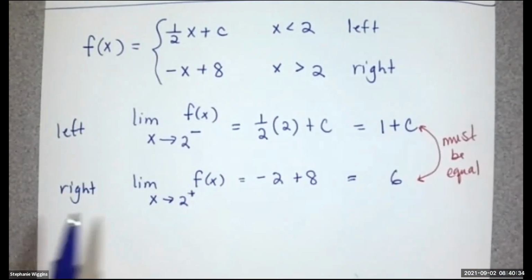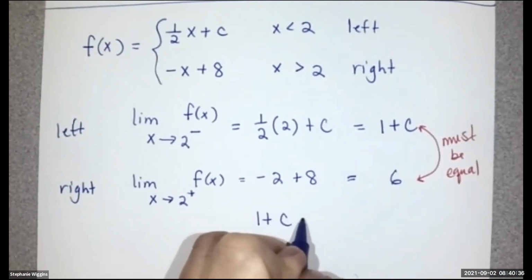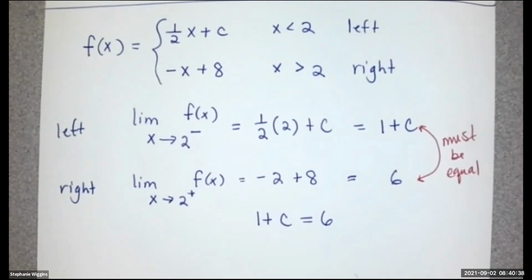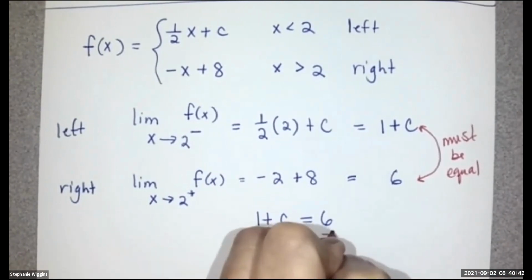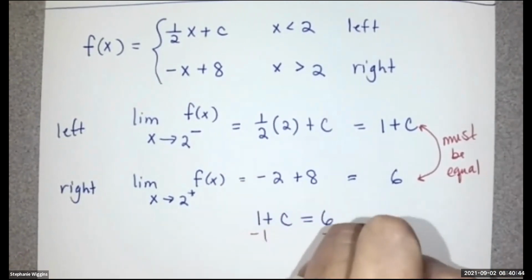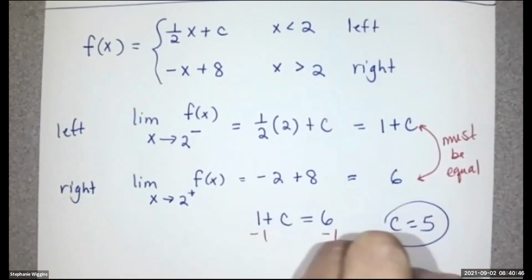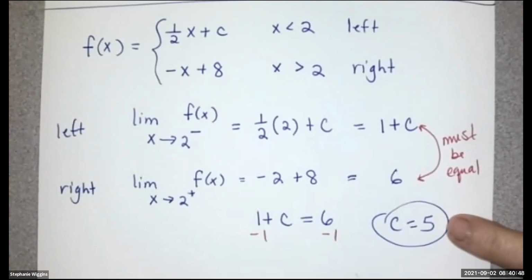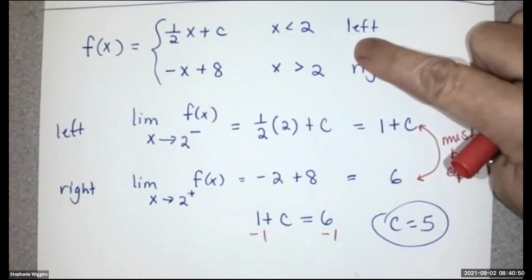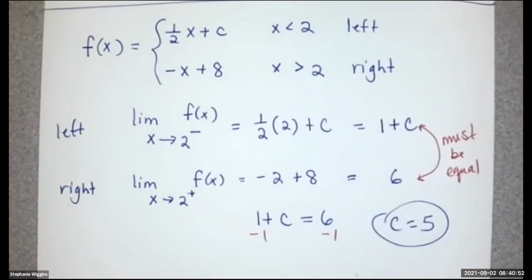So all I do is I say that 1 plus c is equal to 6. And then I subtract 1 from both sides to solve for C, and I get C equals 5. So if C equals 5, then the limit will exist. If C is not equal to 5, then there's a break, and it won't exist. So that's how you do those.